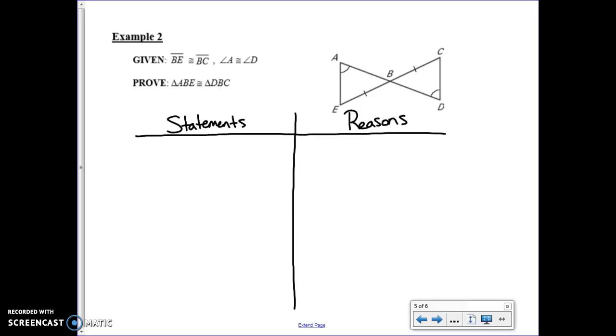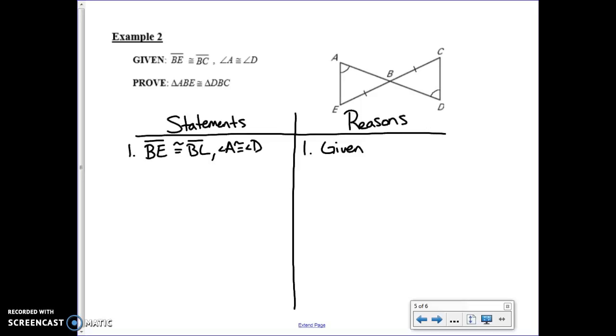So I'm going to put number 1 right here. And I don't know how many there are, so I can't put my proof statement yet because I don't know until we get there. I'm going to put number 1 over here. So BE is congruent to BC, and angle A is congruent to angle D. Our reason is given.